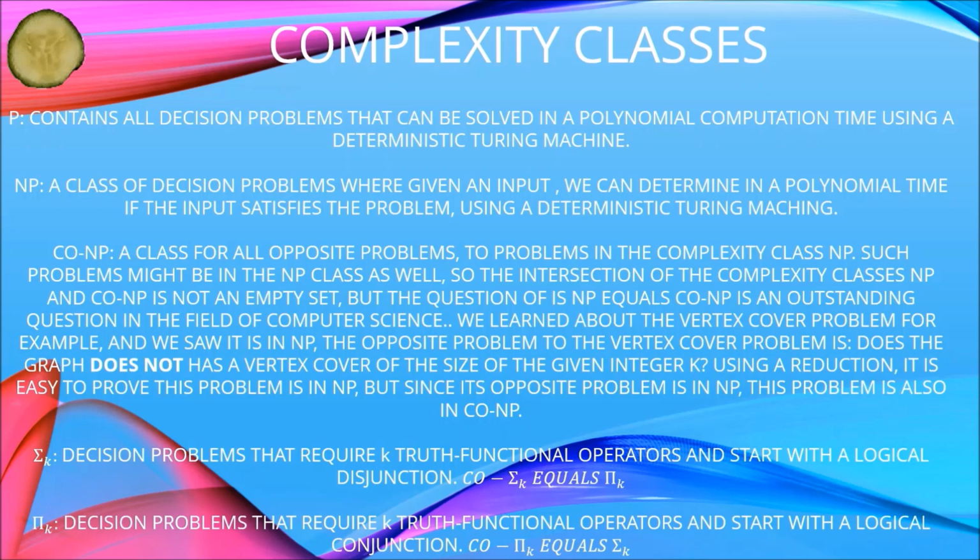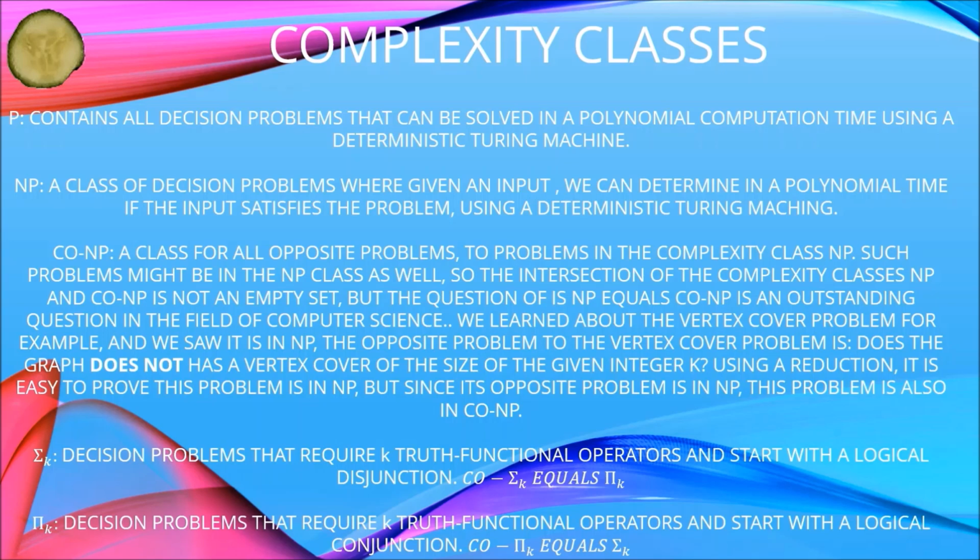We learned about the vertex cover problem, for example, and we saw it is in NP. The opposite problem to the vertex cover problem is: does the graph not have a vertex cover of the size of the given integer k? Using a reduction, it is easy to prove this problem is in NP, but since its opposite problem is in NP, this problem is also in coNP.